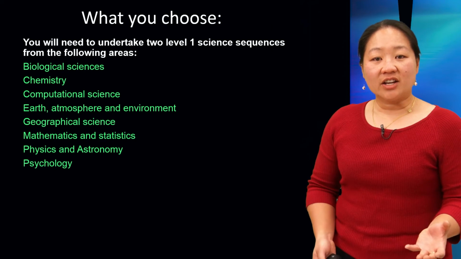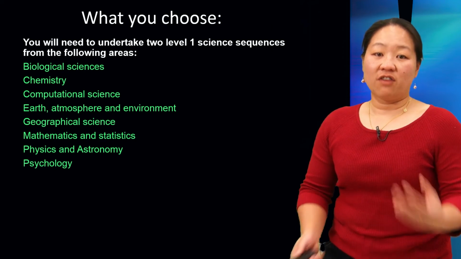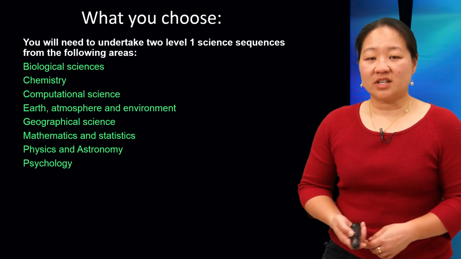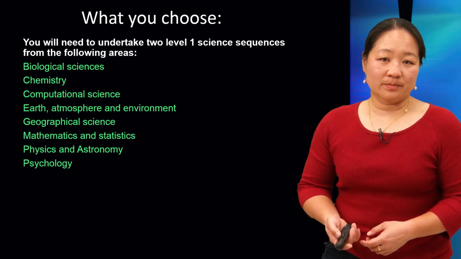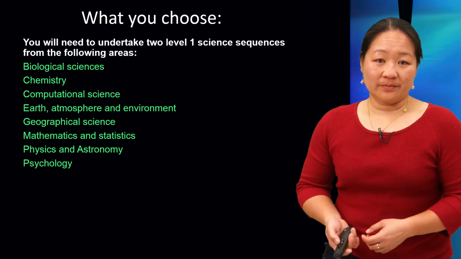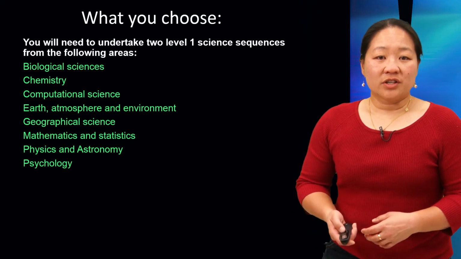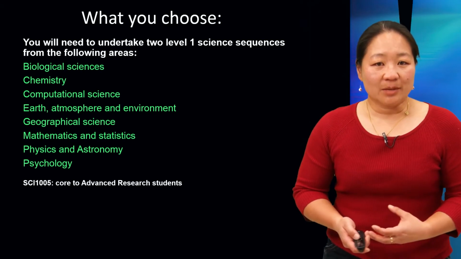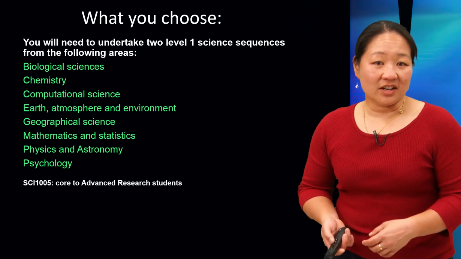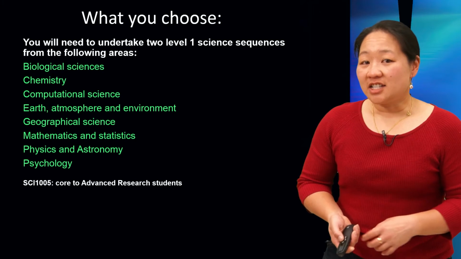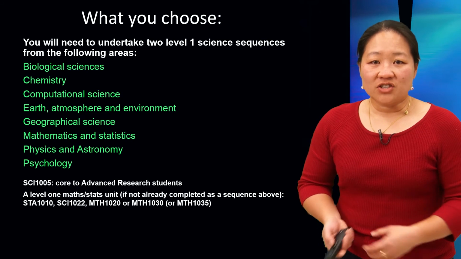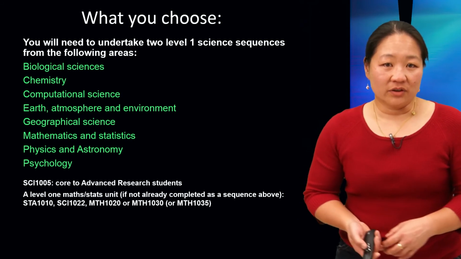You will need to undertake 2 Level 1 science sequences from the following areas: biological sciences, chemistry, computational science, earth, atmosphere and environment, geographical science, mathematics and statistics, physics and astronomy, or psychology. Students who have demonstrated a strong aptitude in chemistry during secondary studies, such as VCE chemistry with a score greater than 37, may enrol in CHM 1051 and CHM 1052. There are advanced units which you can enrol in via WES if you're eligible.